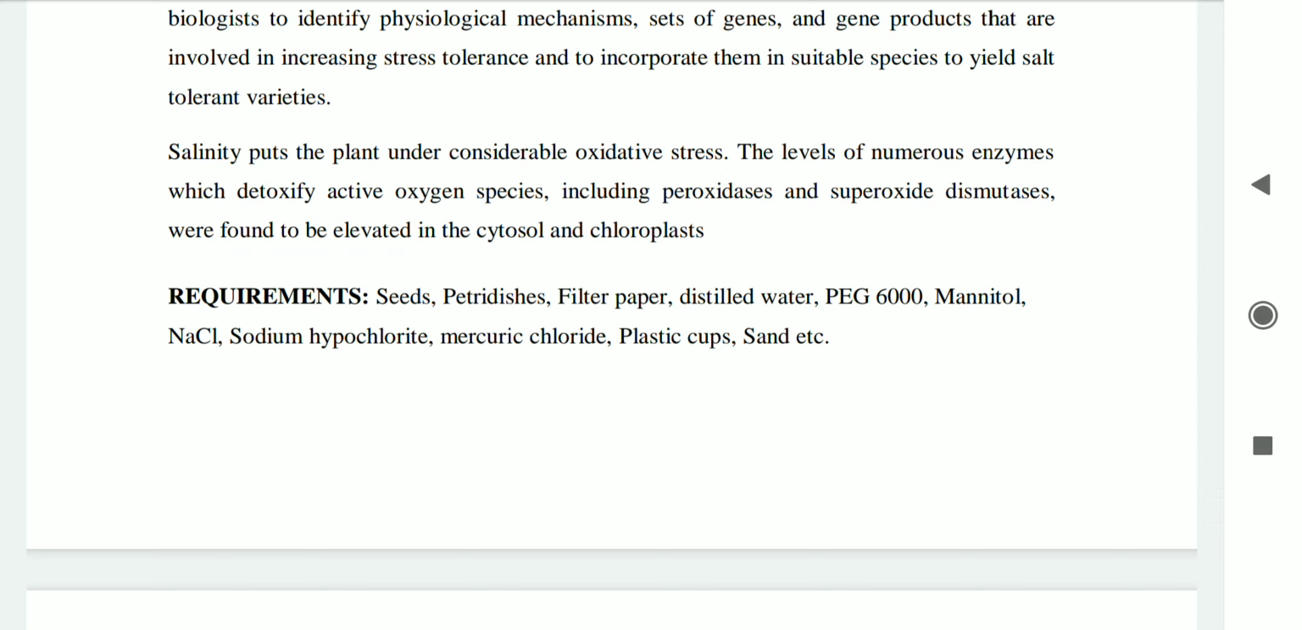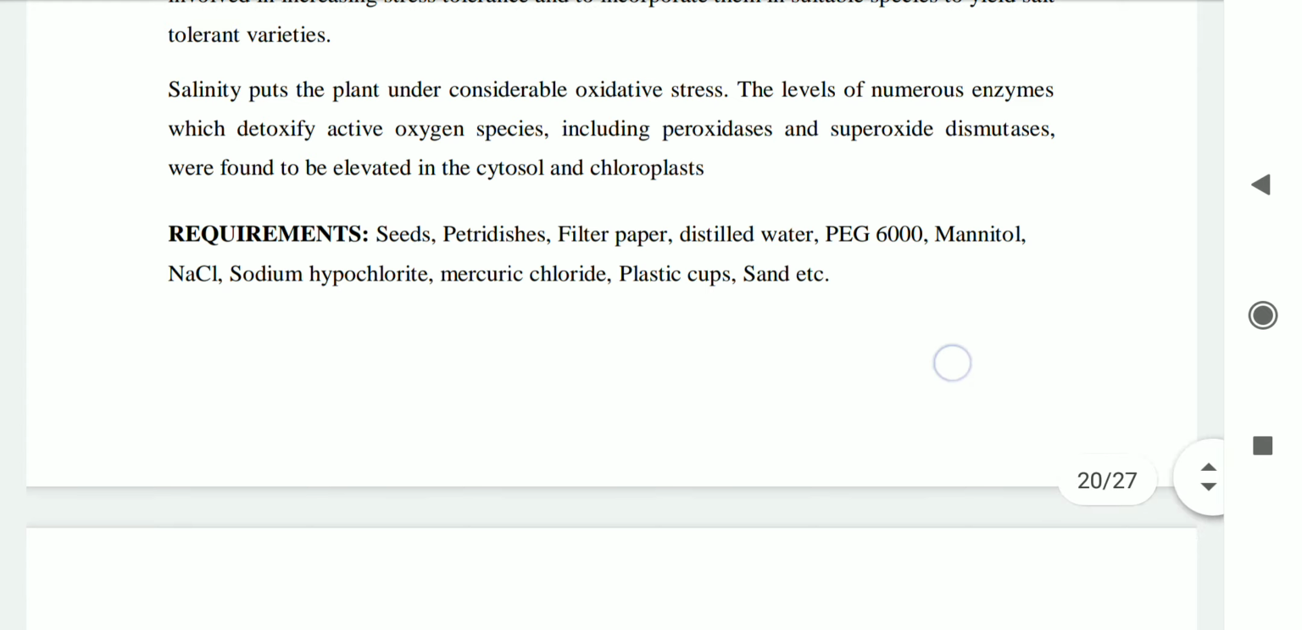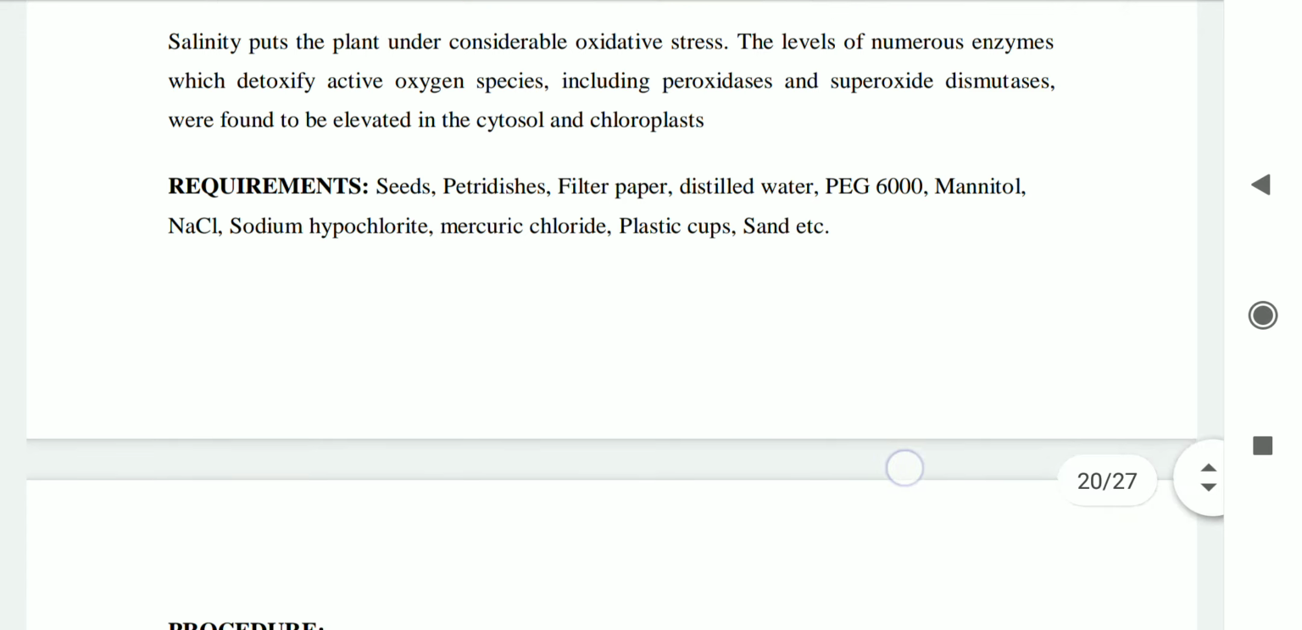One more point about salinity is that it gives a lot of oxidative stress, and it induces production of enzymes such as superoxide dismutase and peroxidase, and these are all obtained in high numbers in the cytosol and chloroplast of the cell. So let's go ahead with the requirements and procedure.